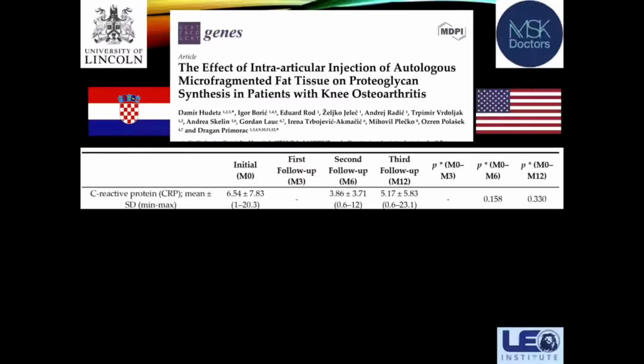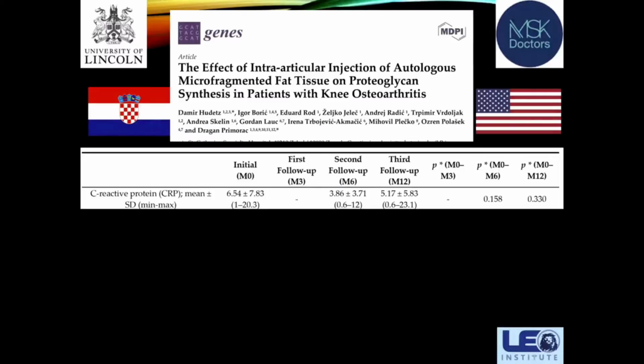This is a study published by a group from Croatia and also a group from America. In this study, there were 32 knees that were injected with these fat cells. What this group looked at is the pain score at rest and pain score at movement, as well as C-reactive protein. Now, C-reactive protein is a very sensitive molecule within our body. If there's any inflammation around our body, the C-reactive protein will go up.